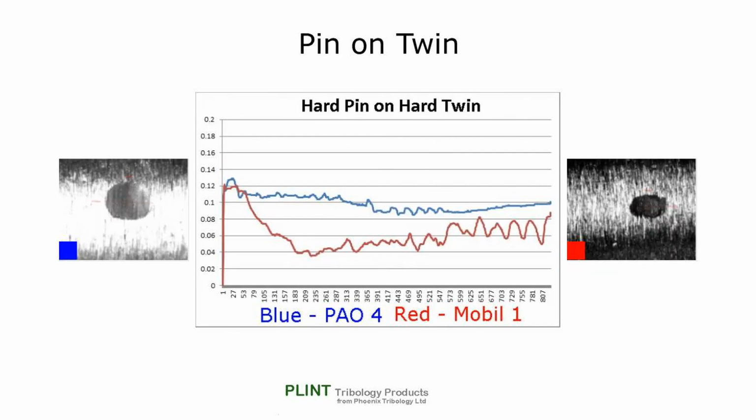With a hard pin on hard twin, the base fluid produces more wear than the fully formulated oil, and there is a significant difference in friction. It is not immediately clear what combination of abrasive and adhesive wear is occurring, but it is likely that the tests start with a predominantly abrasive wear process and then transition to an adhesive wear process, with the fully formulated oil additives limiting the effects of adhesive friction.